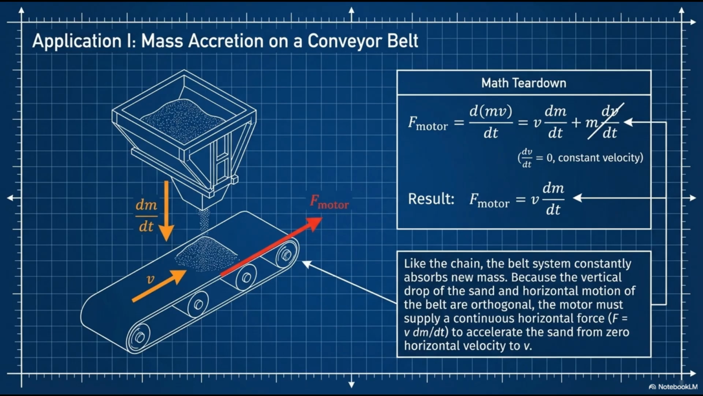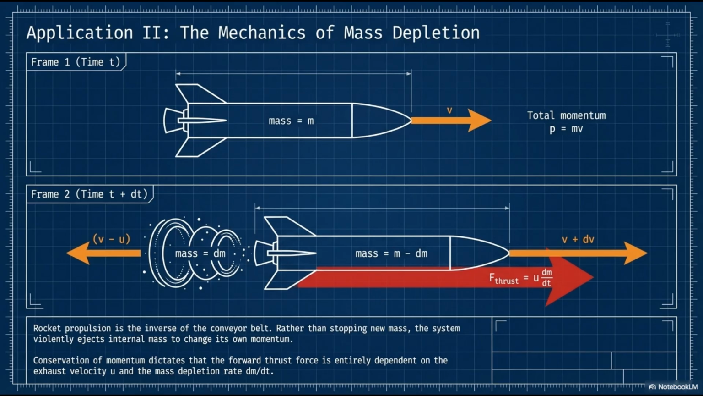Conversely, we can explore mass depletion via rocket propulsion. Instead of stopping new mass, a rocket violently ejects internal mass to change its own momentum. Here, the forward thrust, F thrust, is entirely dependent on the exhaust velocity, u, and the mass depletion rate, dm by dt. This is the fundamental push that overcomes gravity.